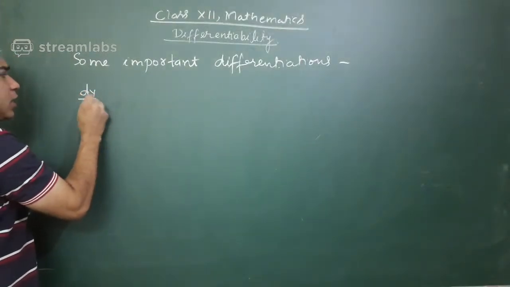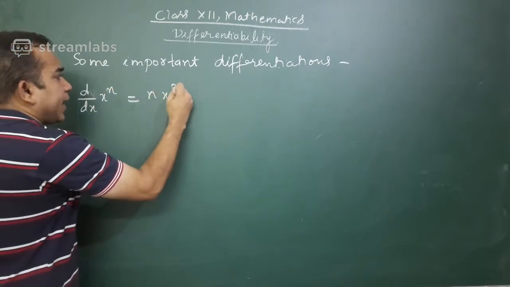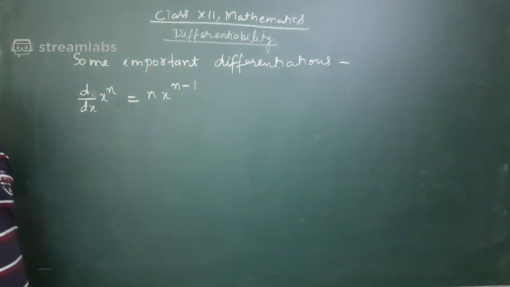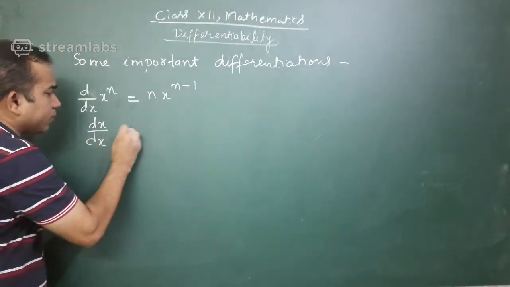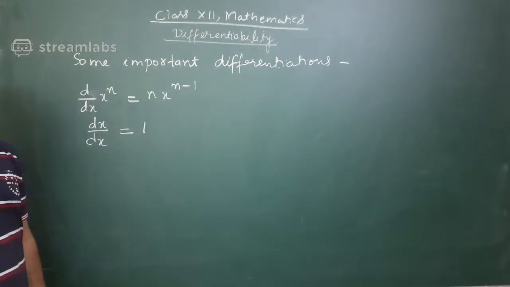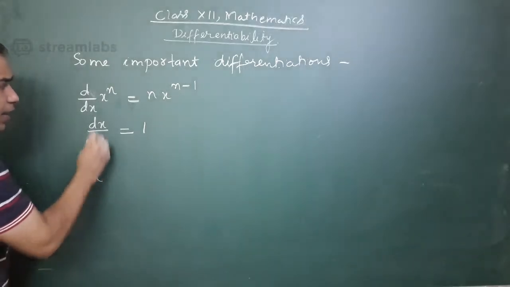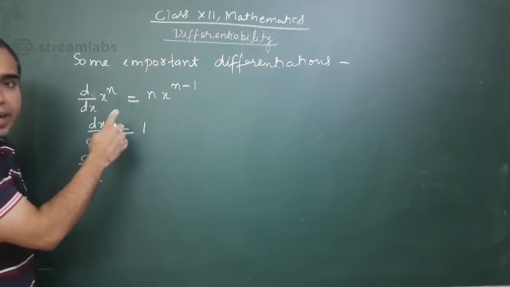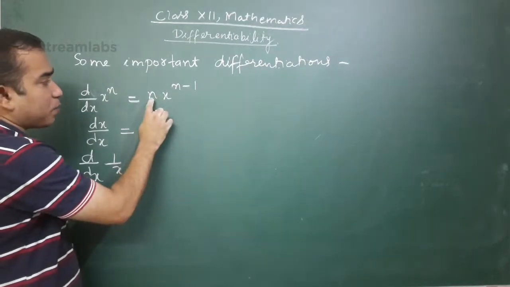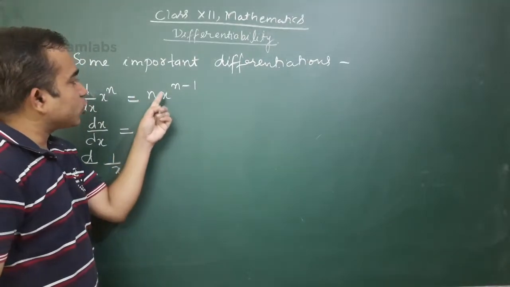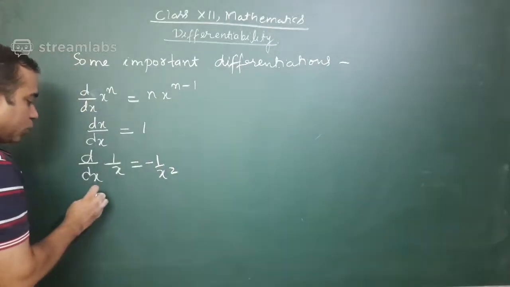Right, like d upon dx of x to power n is n x to power n minus 1. Okay, and putting n equal to 1 will give me dx upon dx equal to 1. And if I put n equal to minus 1, x to power minus 1 becomes 1 upon x. And here if I put n equal to minus 1, I'll get minus 1 x to power minus 2, meaning minus 1 upon x square. So directly writing minus 1 upon x square.